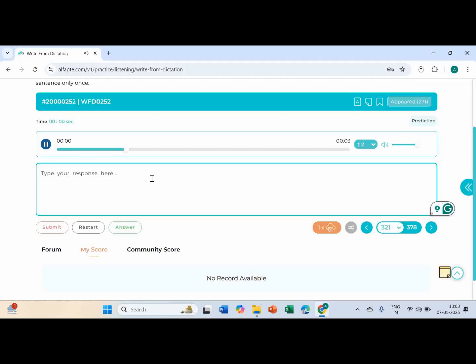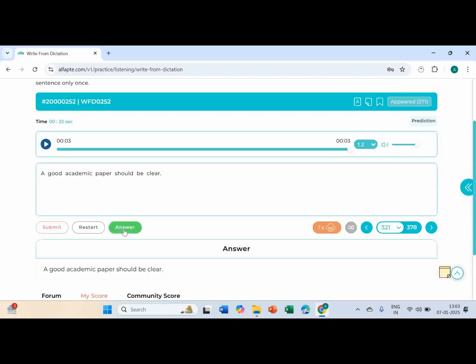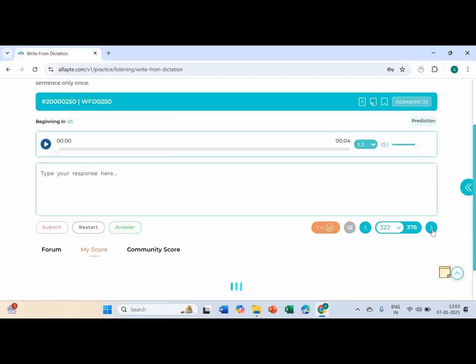A good academic paper should be clear. So it is the easiest one. You will get three to four questions like this in the final exam. So three questions will be easy, or one you can say will be difficult. A good academic paper should be clear. So this was the easiest one.